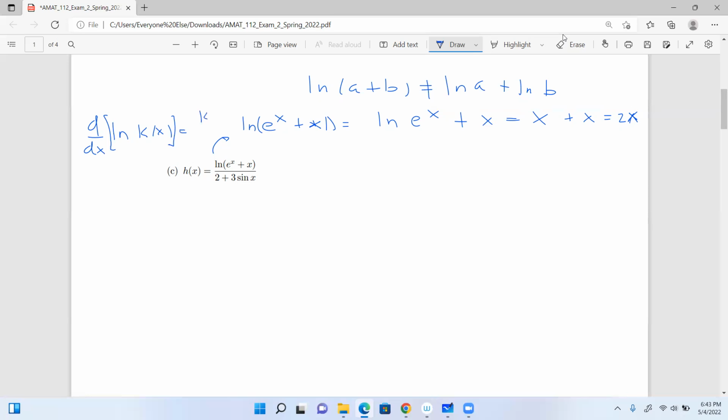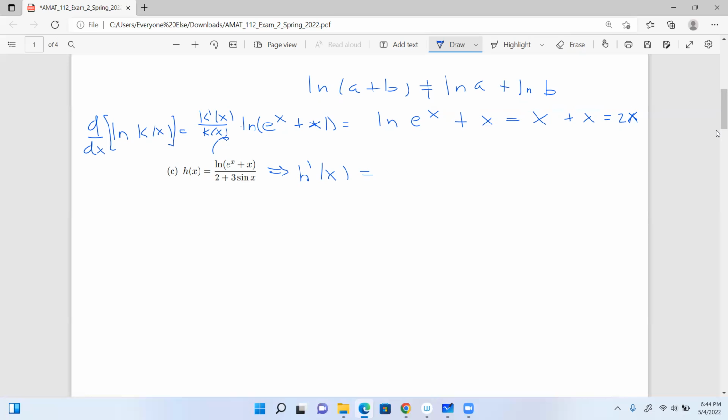It's going to be k prime of x over k of x. So we're going to need that derivative. We're going to need that rule when we compute this derivative. And again, we need a lot of rules. There's a lot of layers to both of these problems. There's quotient rule and chain rule and derivatives of various functions.